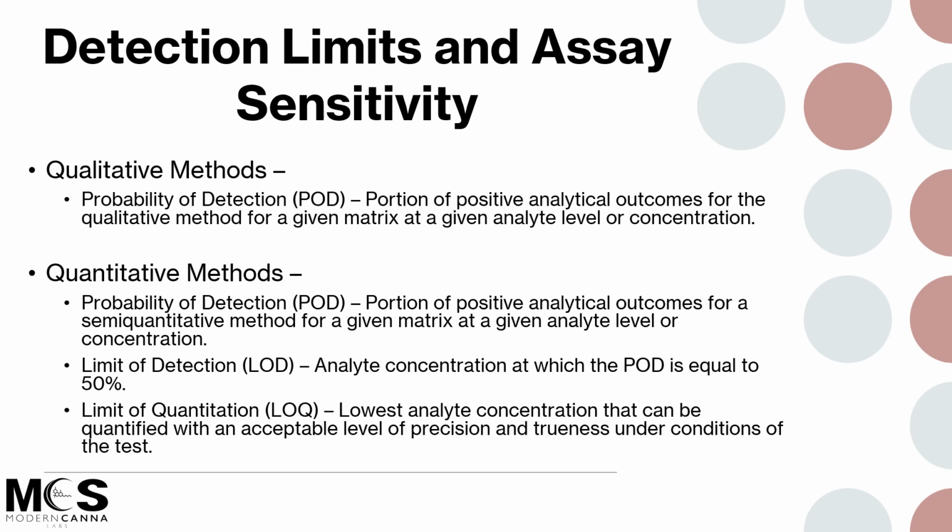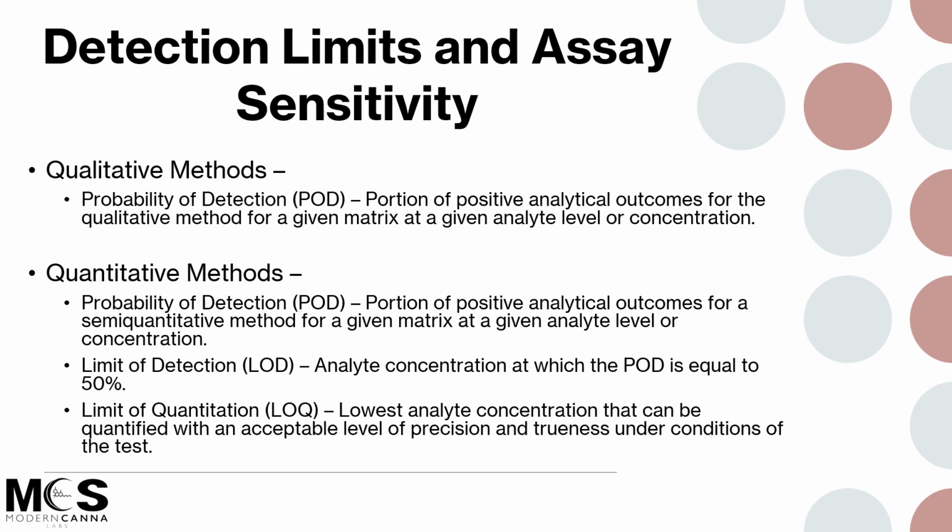In turn, you have quantitative methods where you have to provide an actual concentration. You have to say this has 50,000 CFU per gram or 20,000 CFU per gram, whatever it may be. And in this, the SMPRs from AOAC for microbes have a similar definition for POD, but they also include definitions for limit of detection and limit of quantitation. And the reason being is that in addition to ensuring that the assay has the sensitivity necessary to positively identify that microbe, the method must also be able to successfully quantify the amount of that microbe that is present in the sample. So as a result, the SMPR has defined the limit of detection as the analyte concentration at which the POD is equal to 50%, and then they've defined that LOQ, the limit of quantitation, as the lowest analyte concentration that can be quantified with an acceptable level of precision and trueness under conditions of the test.